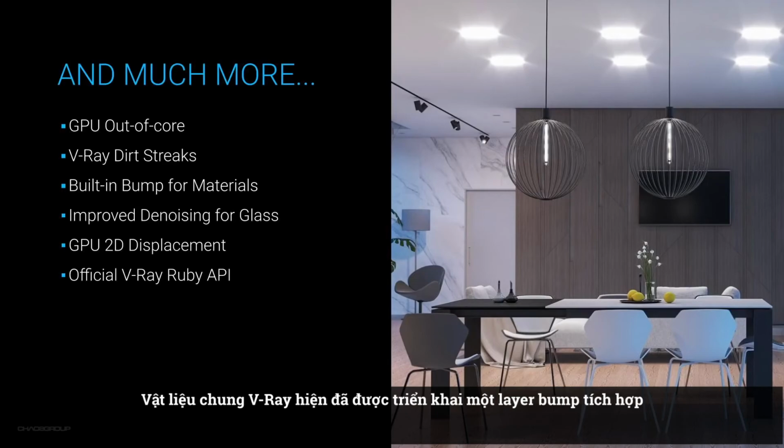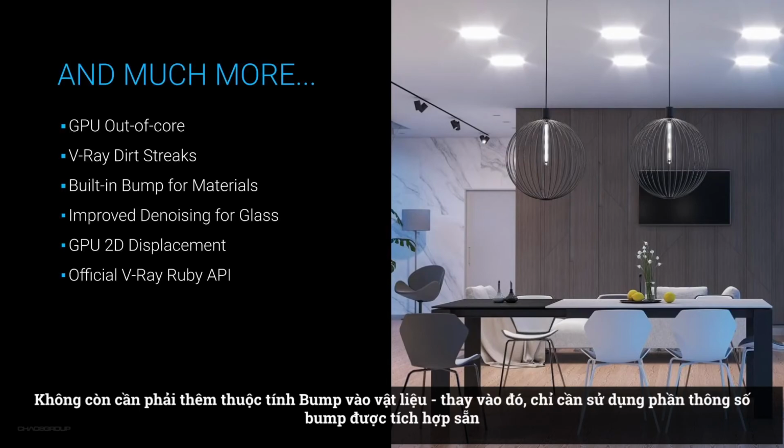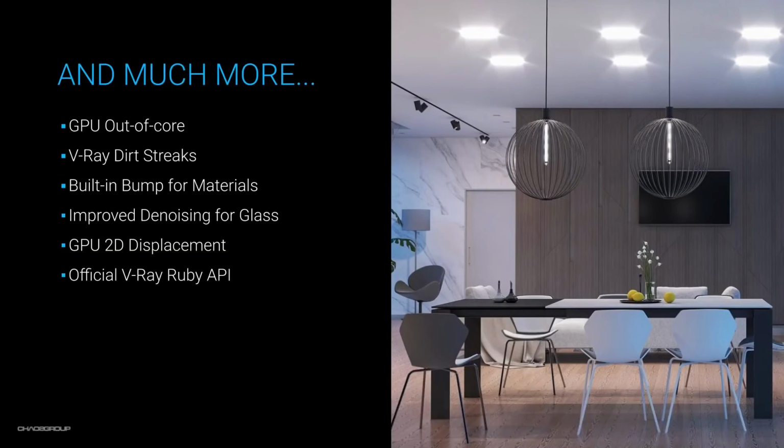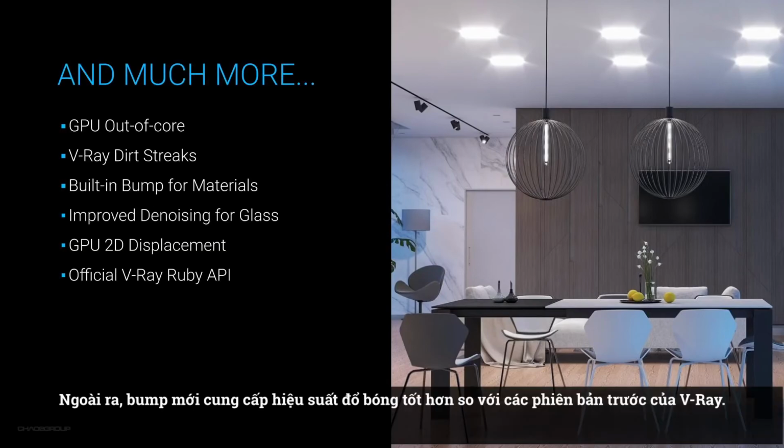The VRay generic material now has a built-in bump layer implemented. There is no longer any need to add bump attributes to a material. You can simply use the built-in bump parameters section instead. In addition, the new bump offers better shader performance than before.